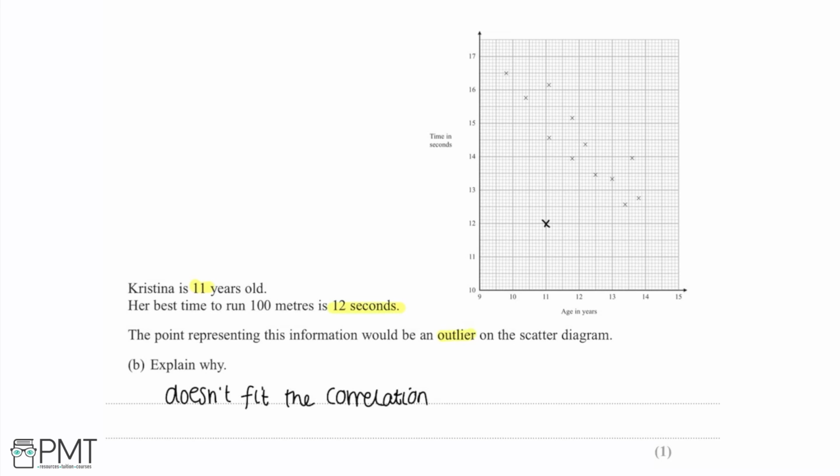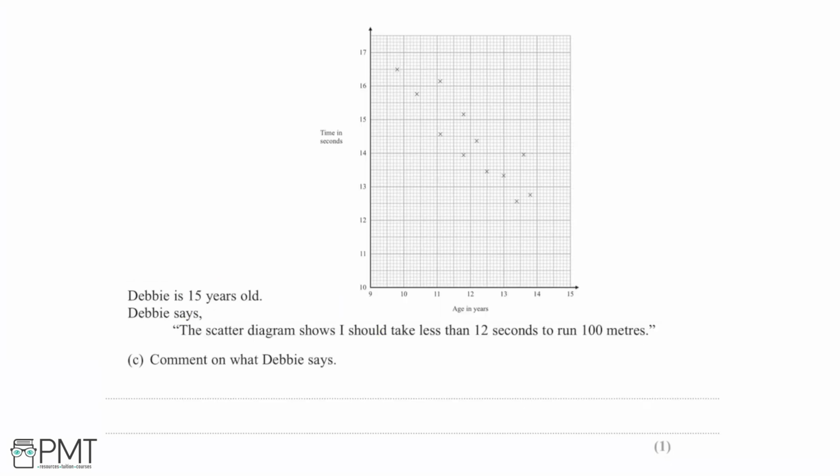We would also get the mark for saying it's far away from the other points or far away from the line of best fit. So now in the final part of the question, we're told that Debbie is 15 years old, and that Debbie says the scatter diagram shows I should take less than 12 seconds to run 100 meters, and we're asked to comment here on what she said.